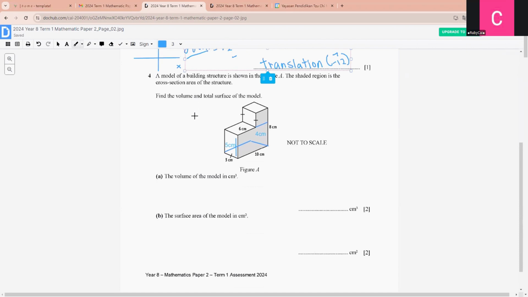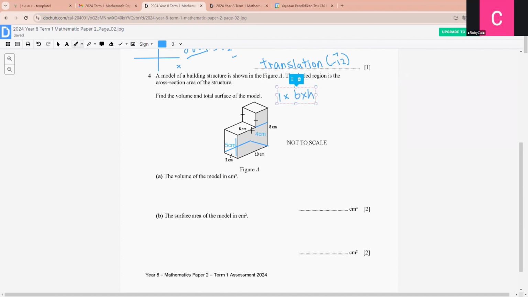So next question. Find the volume of the model in cm cube. So first, to find the volume, we can split this into 2 shapes. So the square on top and the rectangle on the bottom. So first we find the volume of the square on top. And to find the volume of the cube or cuboid, it's length multiplied by base multiplied by height.